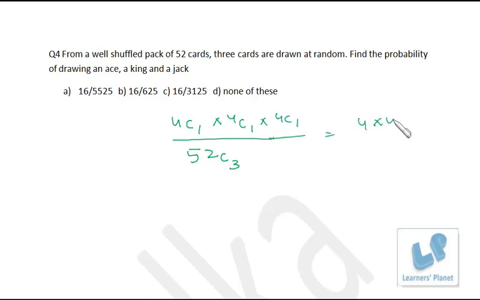So that is 4 into 4 into 4 upon 52 into 51 into 50 by 3 factorial, so that is 6. You just have to solve this and you'll be able to get the answer. Okay, so that's pretty simple.